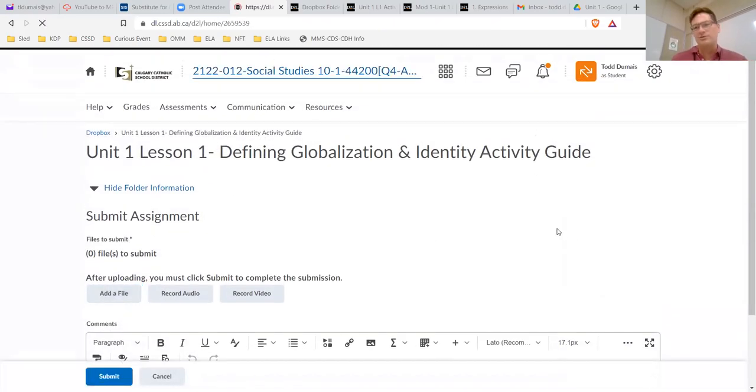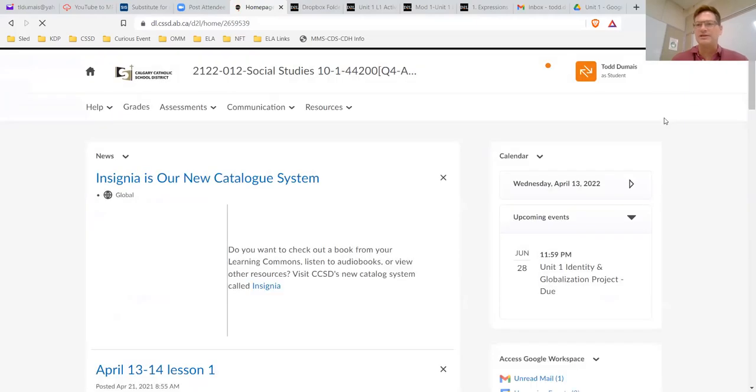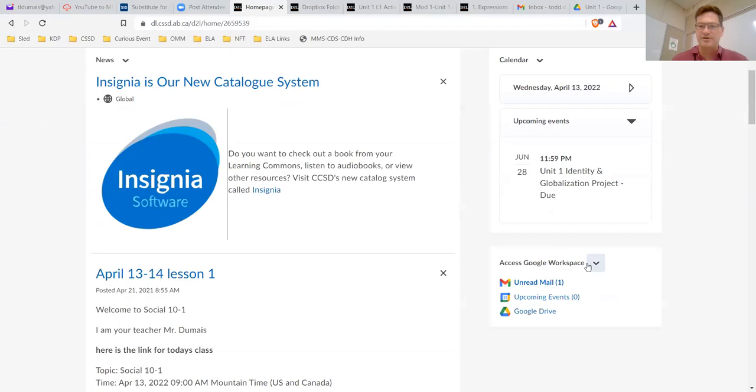What you do have to do, and I'll show you here in case you haven't done it, you're going to scroll down. If you can't see this widget, expand it, and it should look like this. If it says authorize or anything else, then just click through and it connects your Google Drive to your D2L. It's that simple. And then again, don't email me assignments.